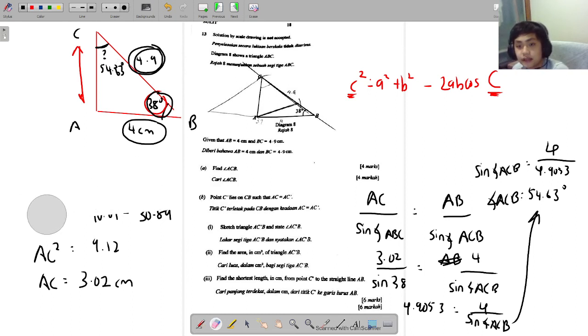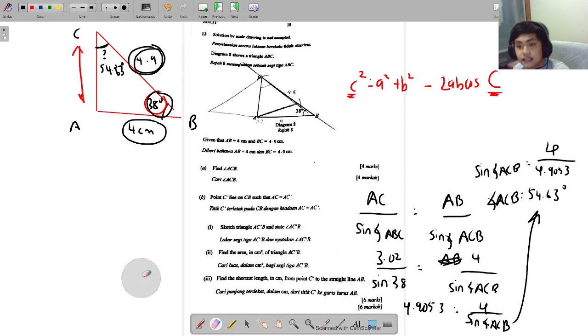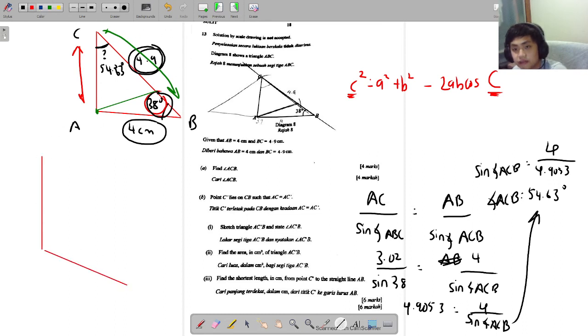Part B: point C prime lies on CB such that AC equals AC prime. Sketch the triangle and state angle AC prime B. When we do the sketch, this AC is supposed to be the same as AC prime, and it's supposed to be on this line somewhere. Very simply, I can just take this point here and do a rough sketch, connecting all the way here. So let me redraw the triangle, just for a bit of clarity.